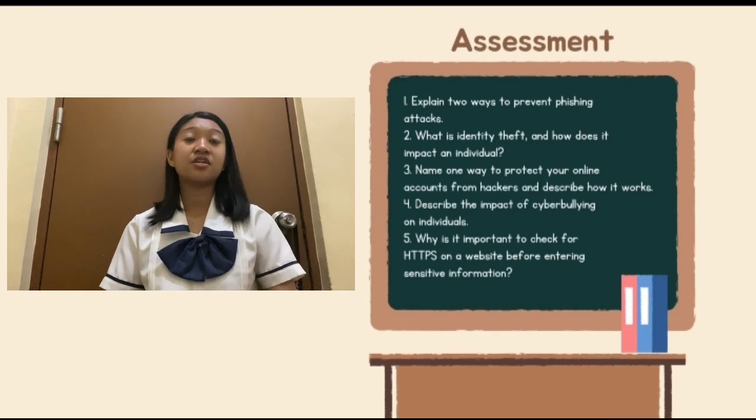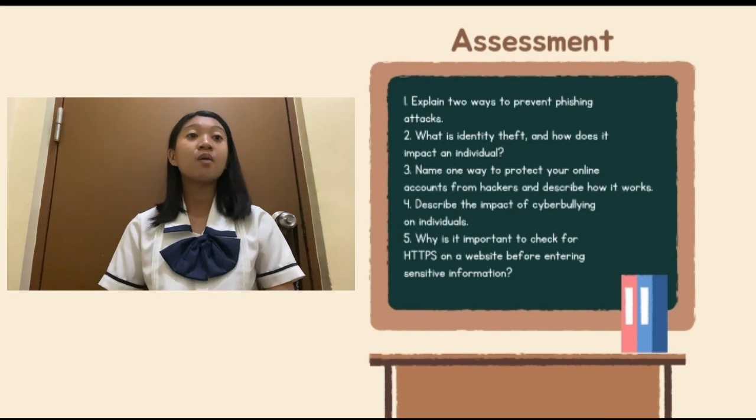For the last activity for today's class, please answer this on a 1/2 crosswise sheet of paper. So answer the questions briefly and clearly. Number 1, explain 2 ways to prevent phishing attacks. Number 2, what is identity theft and how does it impact an individual?